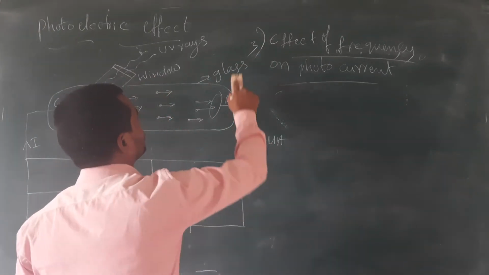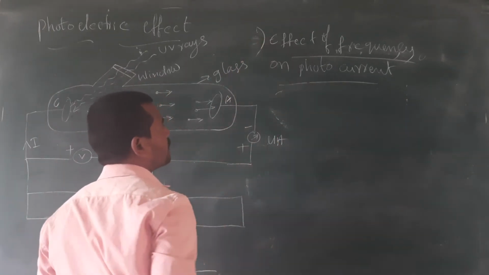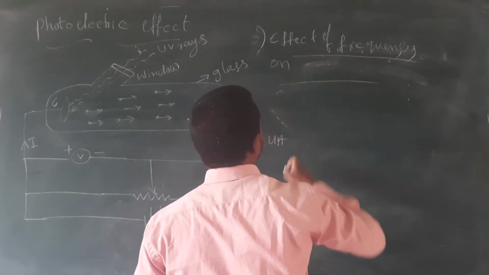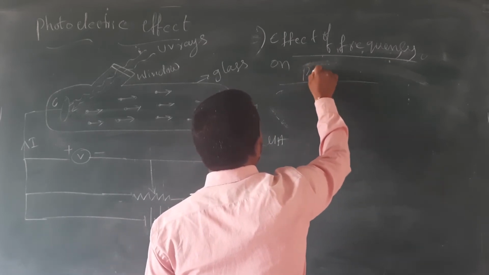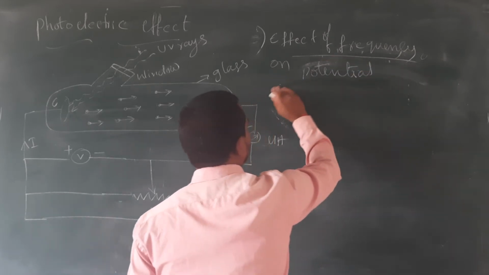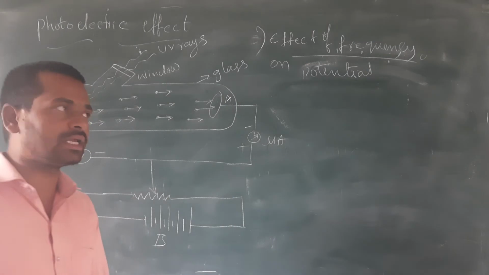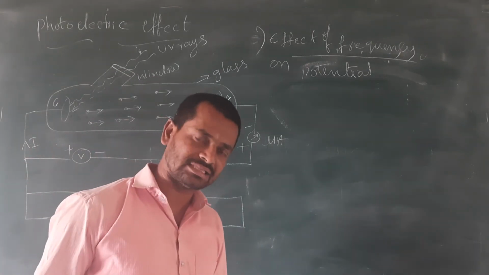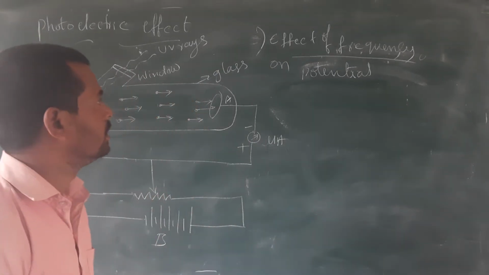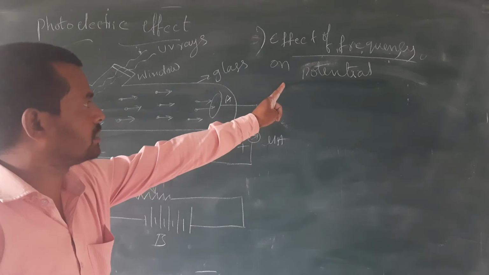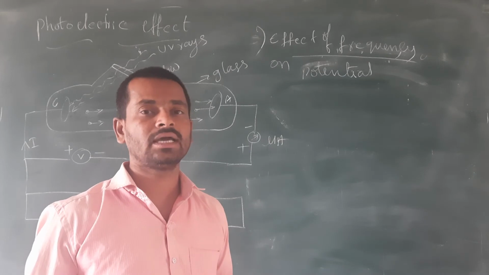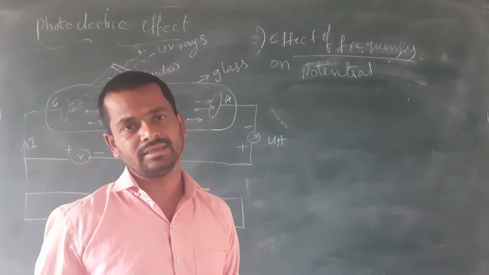Next, the fourth point is the effect of frequency on potential. That means frequency can change the potential. That is the behavior. Generally, the potential depends on the frequency. If the frequency is high, the potential is high. When the potential is high, the current is high.